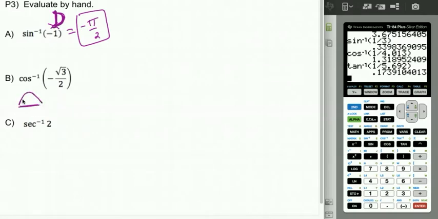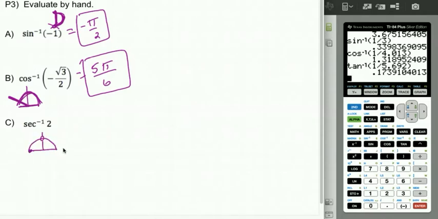Cosine has an output that's up here. We're asked where is cosine a negative root 3 over 2, right? And that's going to be here at 5 pi over 6. And then last but not least, where is the secant a 2? Well, secant also has that same output as cosine, just with a vertical asymptote in the middle, right? It's got the same window. So we're basically being asked, when is 1 over the x on the unit circle equal to 2? So that's when is 1/2 the x on the unit circle, and that's right here. So our answer is going to be pi over 3, right?